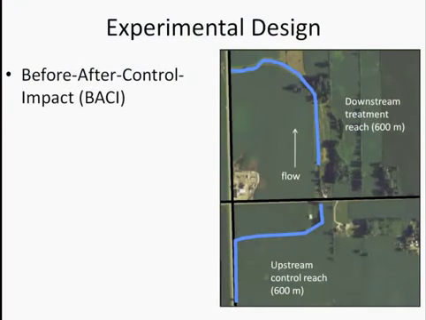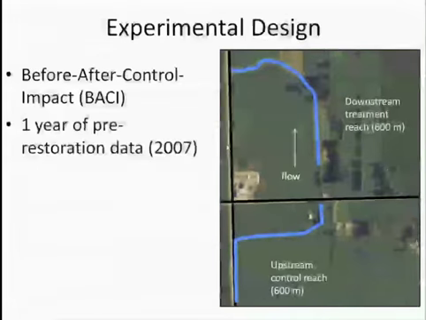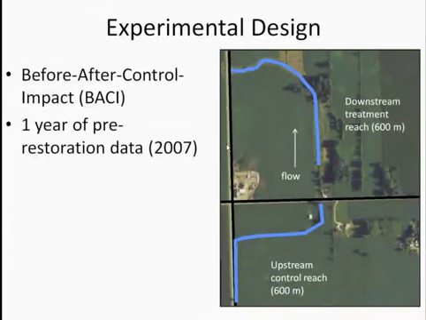I want to talk just briefly about our experimental design because it's important for understanding some of my figures later on. We use a before-after control impact design. And what we do in this design is we establish 2 reaches. There's an upstream control reach that we're not going to do anything to, and then a downstream reach where we will do the construction. So we monitor both of these reaches for 1 year so that we can understand the baseline relationship between these 2 reaches.